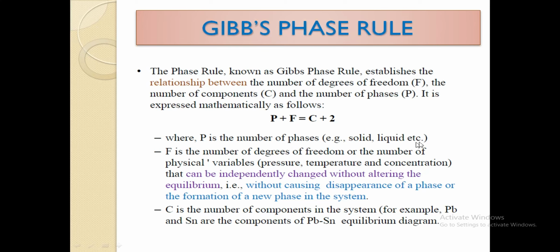where P is the number of phases, for example solid, liquid, etc. F is the number of degrees of freedom or the number of physical variables, pressure, temperature, and concentration, that can be independently changed without altering the equilibrium, that is, without causing disappearance of a phase or the formation of a new phase in the system. C is the number of components in the system. For example, Pb and Sn are the components of Pb-Sn equilibrium diagram.